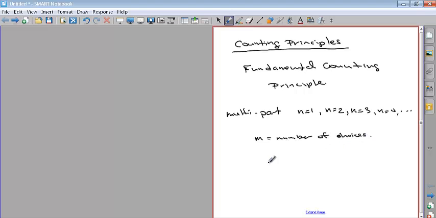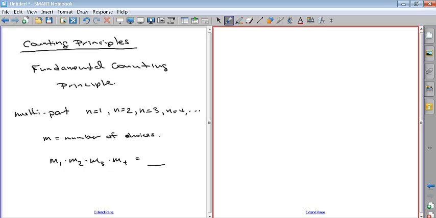So if you have a 4-part process, say, where n goes from 1 to 4, you're going to have the number of choices associated with part 1 of the process times the number of choices in part 2 times the number of choices in part 3 and the number of choices in part 4. And that product gives you the total number of arrangements that you have.